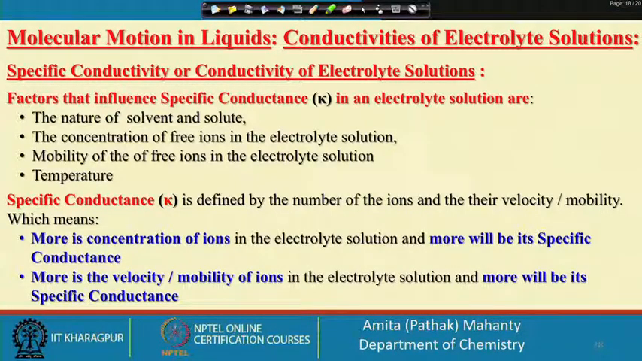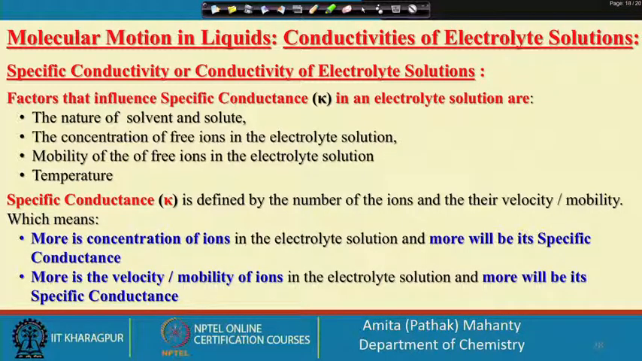Now, what about the mobility? What is the speed of the ions? If the ions are moving very fast, what happens? They are transporting the charge faster. That means the specific conductance should increase. So, the two parameters which are taken to be very important when we are talking about specific conductance kappa, if I have the same solvent system, I do the same experiment held at the same temperature, then it is going to depend on the type of solute you are using.